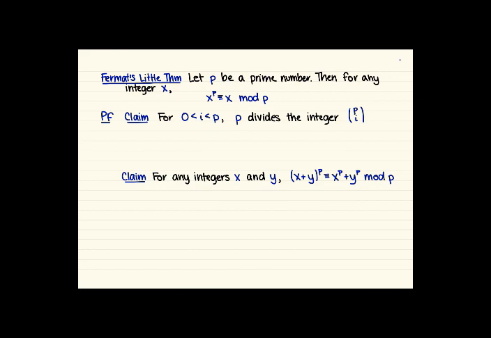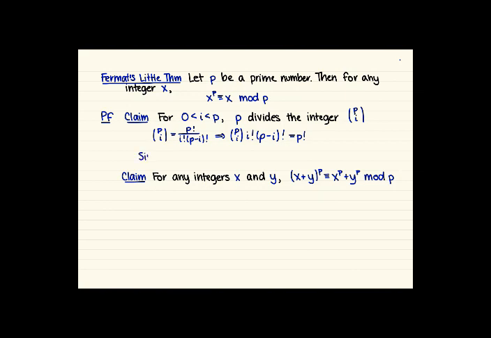Recall that p choose i is p factorial over i factorial times p minus i factorial. The idea here is that the p on top won't cancel out with anything on the bottom. But to make this rigorous, what we're going to do is multiply i factorial times p minus i factorial over to the other side. And so we've got that equals p factorial.